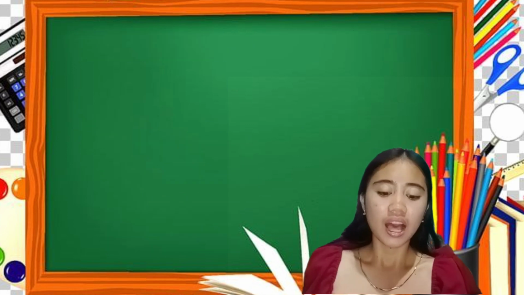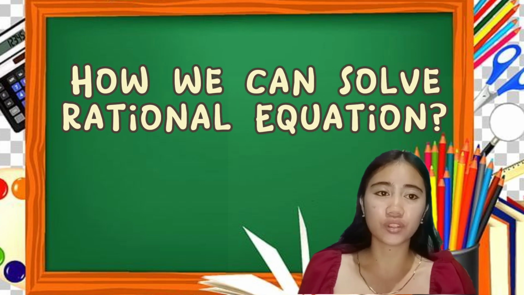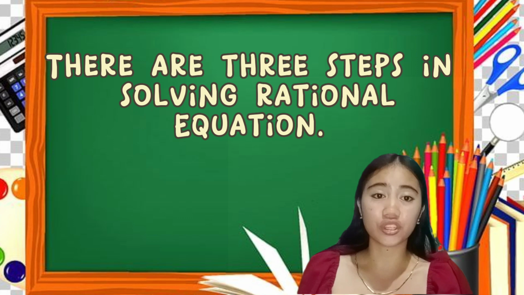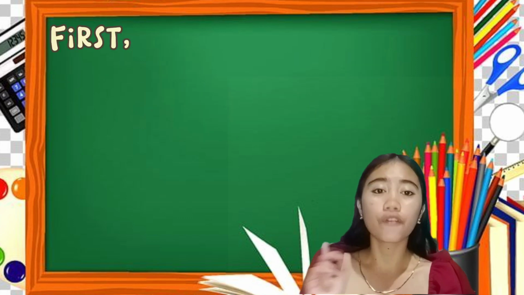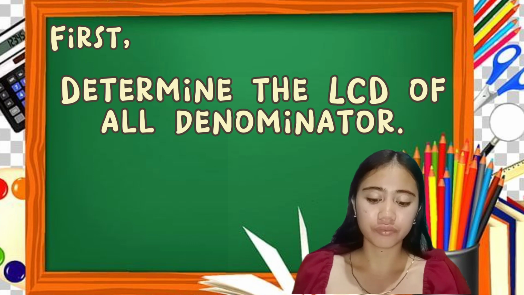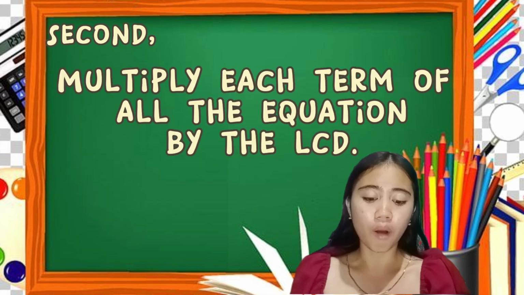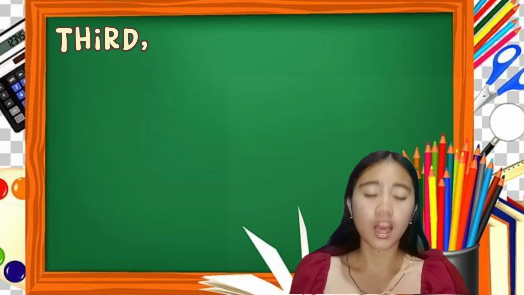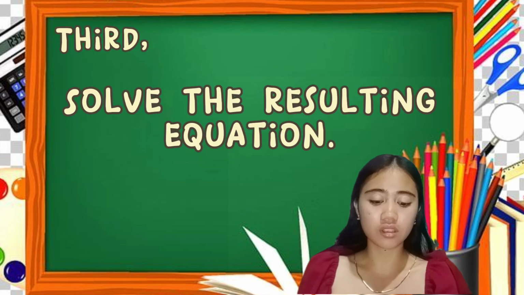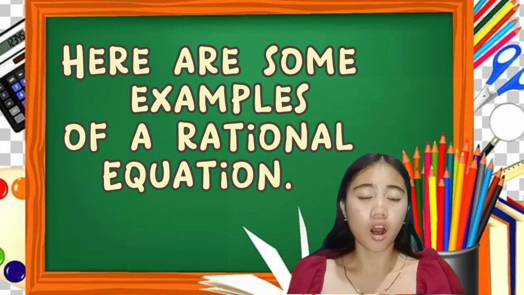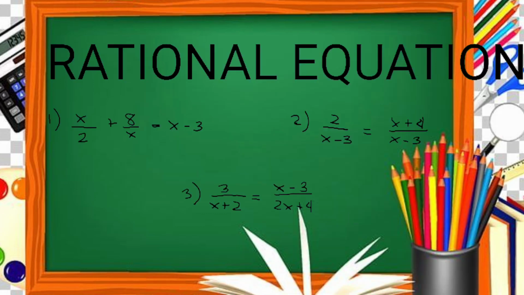Next, let's see how we can solve a rational equation. There are 3 steps in solving a rational equation. First, determine the LCD of all denominators. Second, multiply each term of the equation by the LCD. And third, solve the resulting equation. Here are some examples of a rational equation.